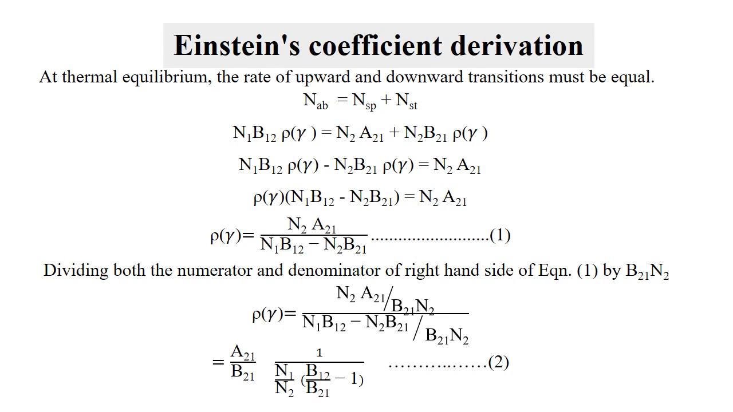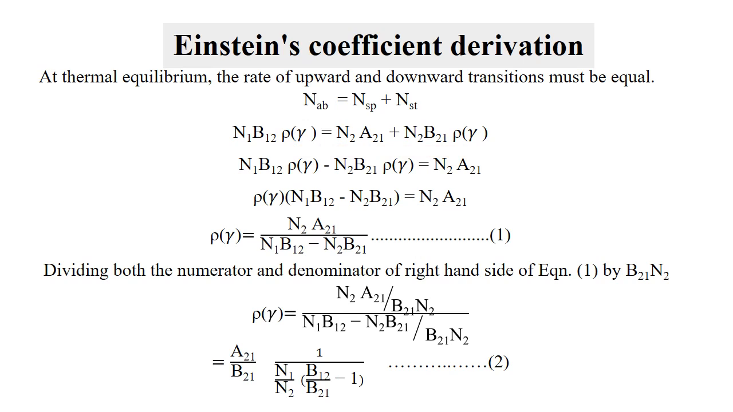The derivation for Einstein's coefficient. At thermal equilibrium, the rate of upward and downward transitions must be equal. N absorption is equal to N spontaneous plus N stimulated. This is the upward transition. These two are the downward transitions. N1 B12 rho nu is equal to N2 A21 plus N2 B21 into rho nu.